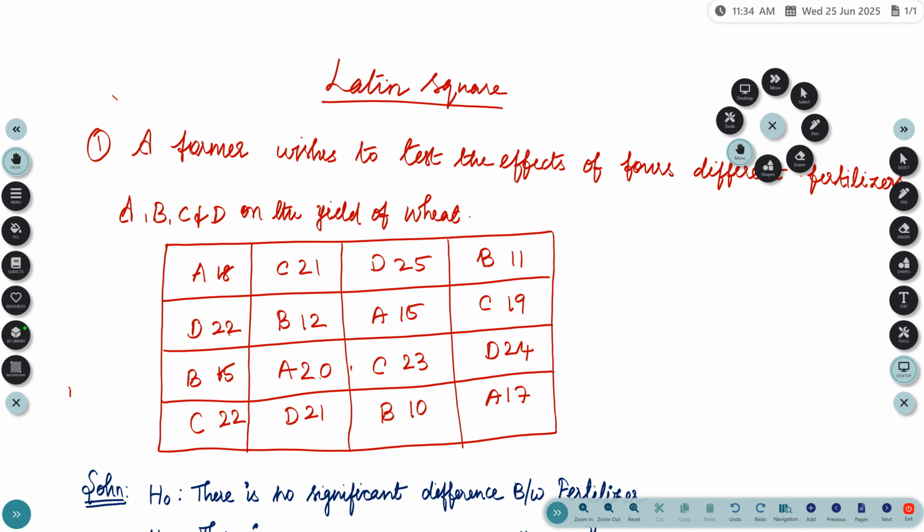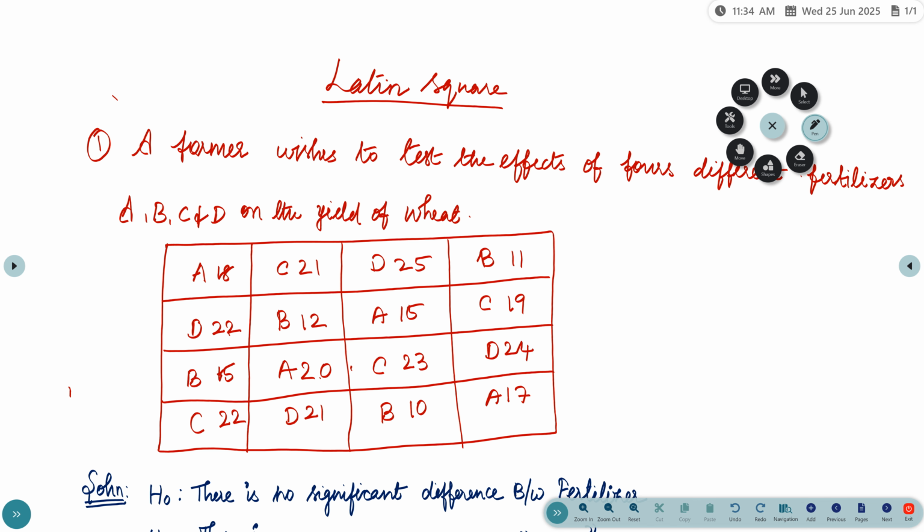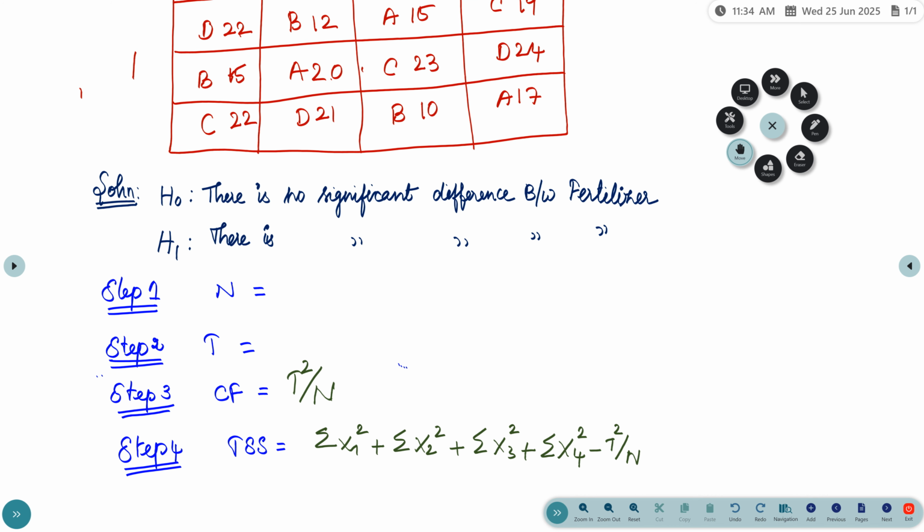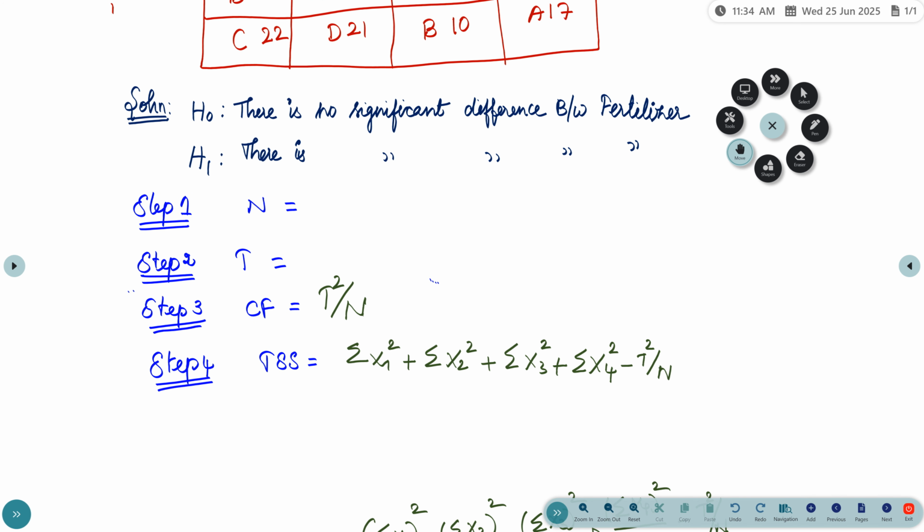A farmer wishes to test the effects of four different fertilizers A, B, C, D on the yield of wheat. They are given four different fertilizers A, B, C and D. Next, the initial step is setting up the ANOVA table. We are setting H0 and H1 as the initial stage.